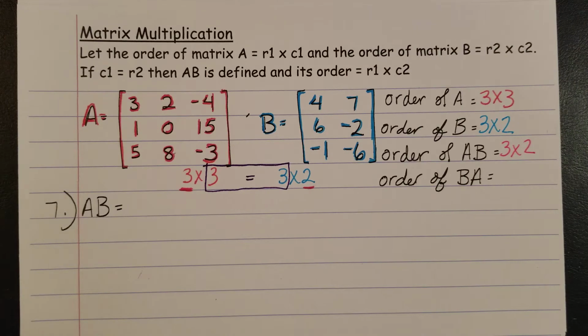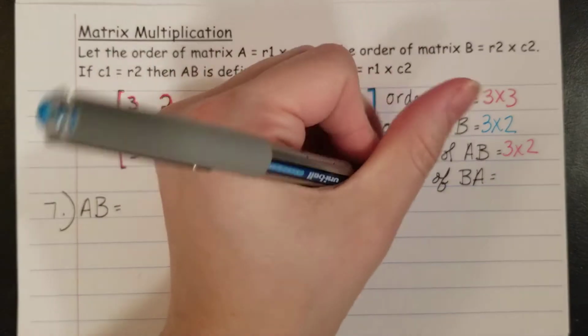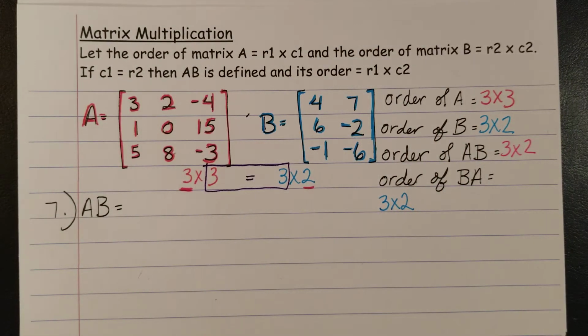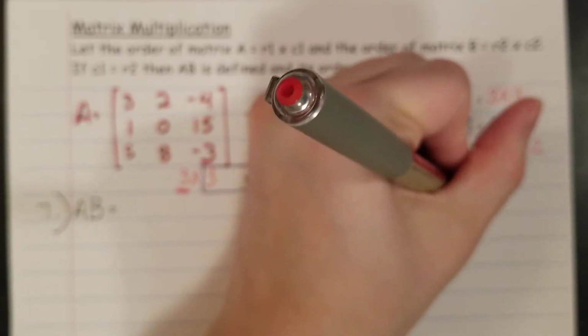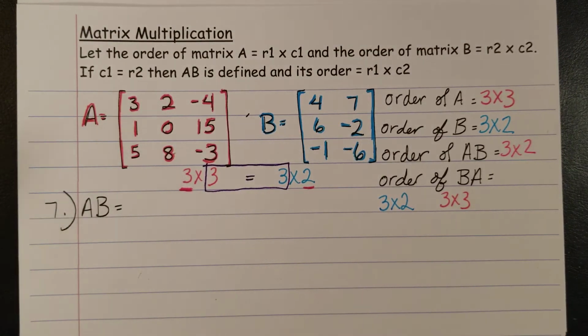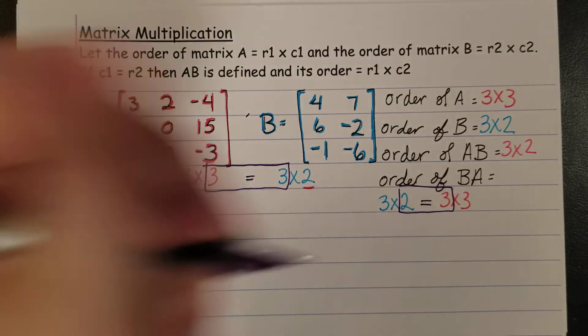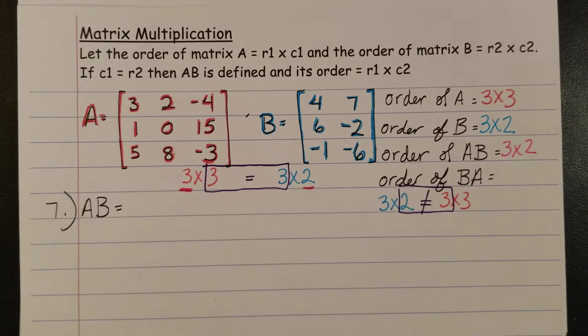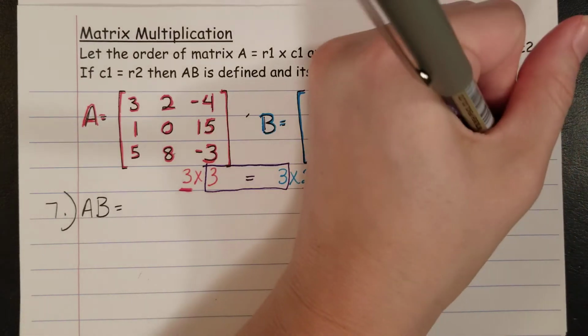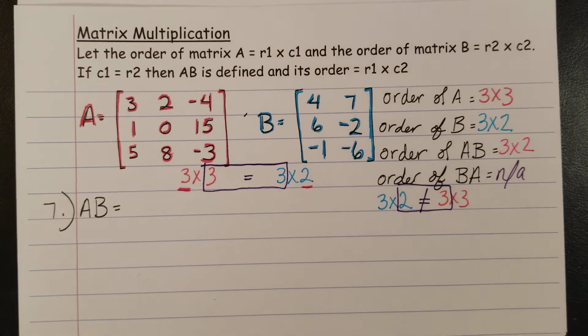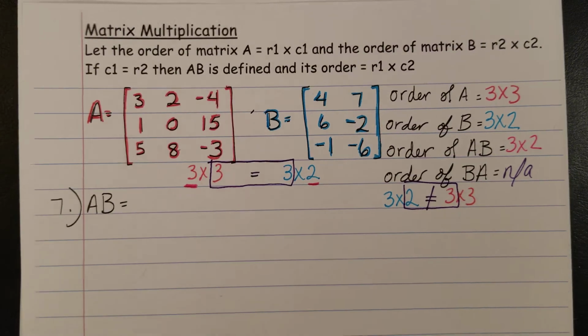All right, so what if I wanted to multiply B times A? Let me write the first one down again. B is a 3 by 2, and A is a 3 by 3. If I wanted to multiply B times A, I check to see if these two numbers are equal to each other, but they're not. So therefore, B times A is not possible. A times B, though, is possible. So let's go over how to calculate it.